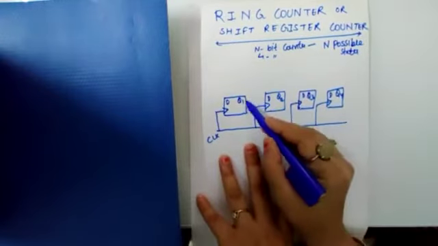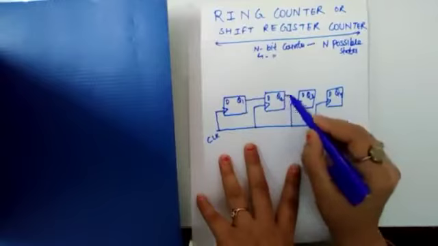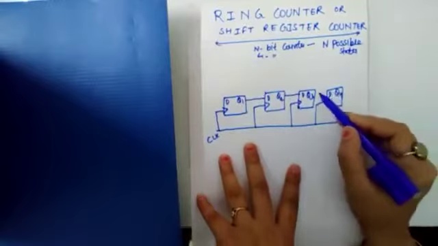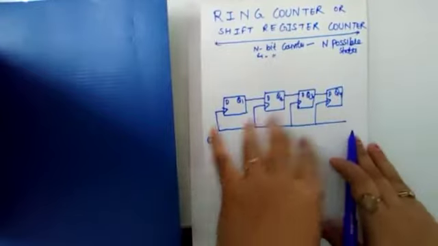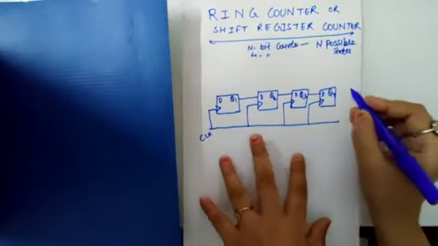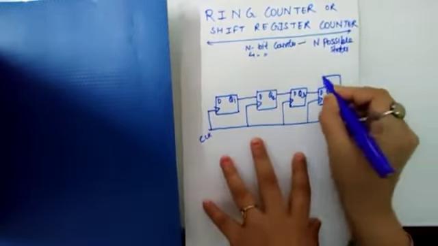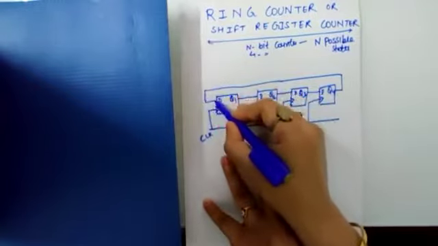Okay, so output Q1 is fed to the second flip flop input, Q2 is fed to the third flip flop input, Q3 is fed to the fourth flip flop input. So this will behave like a simple shift register. But what makes this a counter is that Q4 is fed back to the input of the first flip flop.